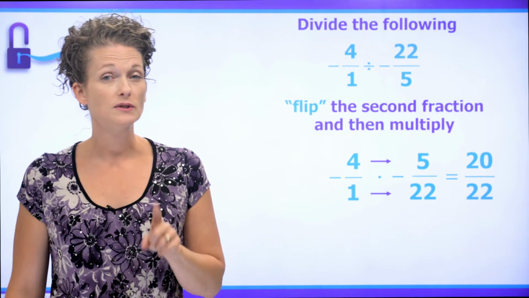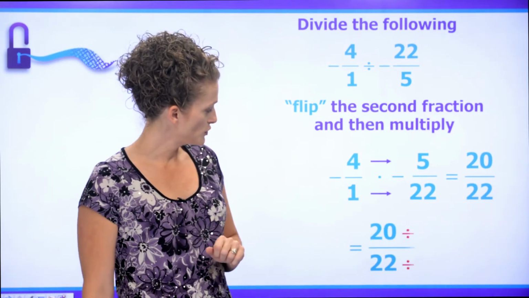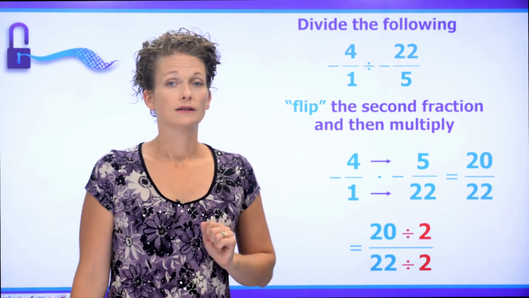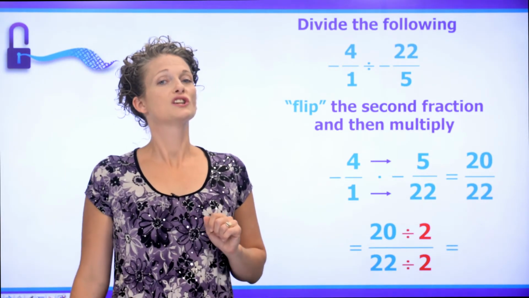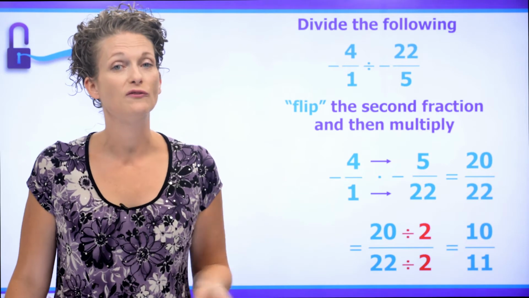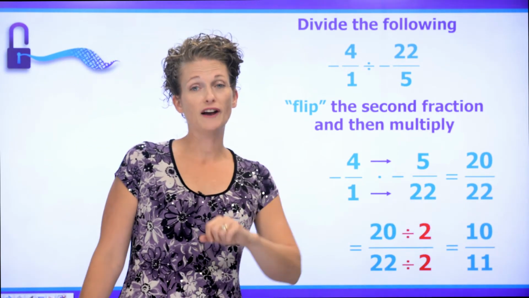Again, we have to reduce our fractions. So in order to reduce our fractions, we get 20 divided by 2 and 22 divided by 2, which gives us 10 over 11. And that is your simplified fraction, and that is your lesson on reciprocals and dividing fractions.